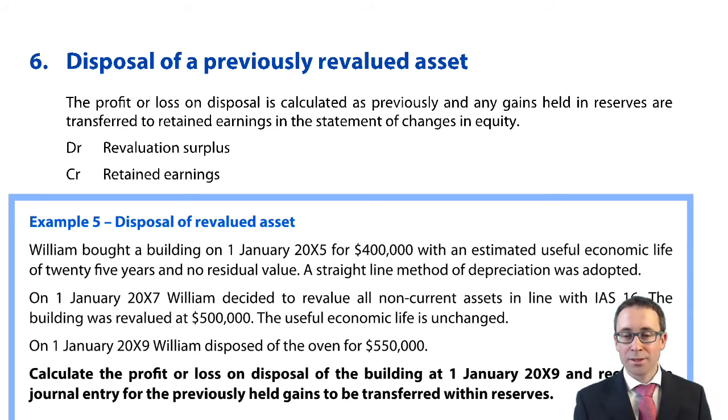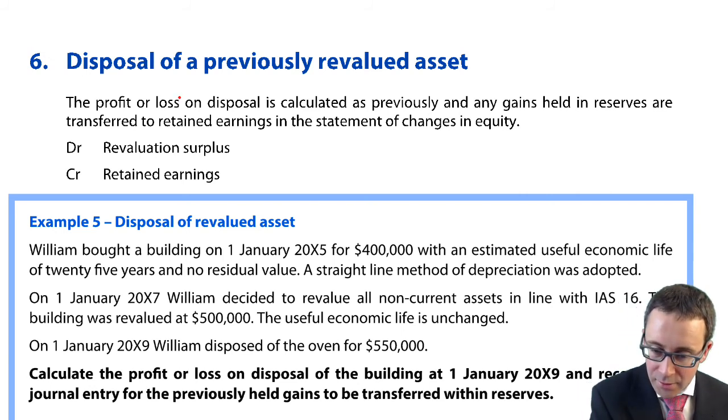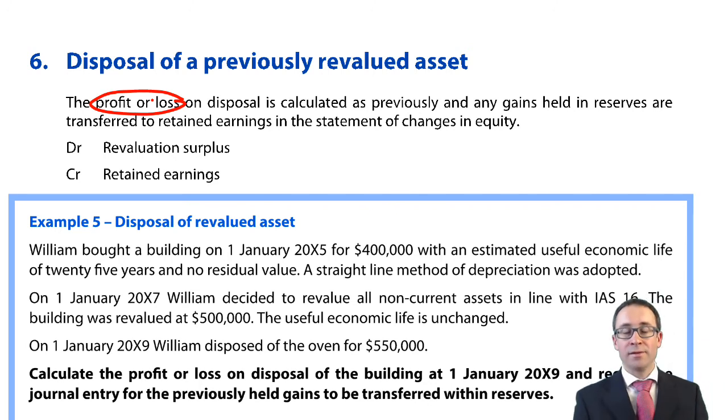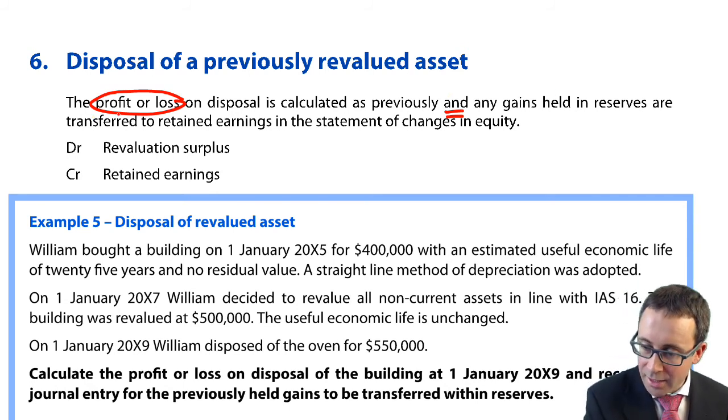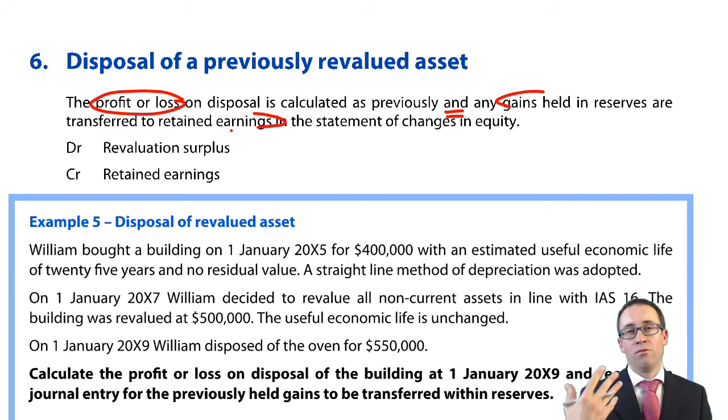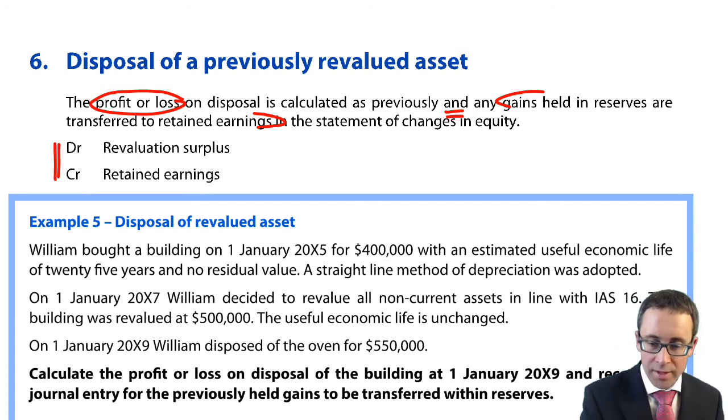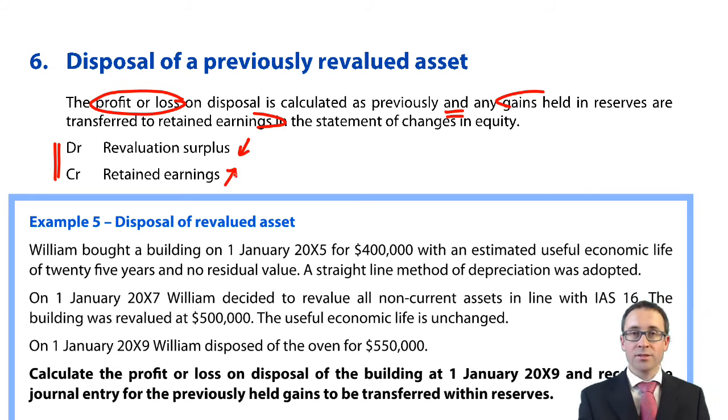There's nothing to it, ladies and gents. What you go through and do there is that you get a profit or loss on disposal as calculated previously. So you just take your proceeds and compare it to the carrying value at the date of disposal. Any gains held in reserves are transferred to retained earnings. So again, you have that reserve transfer: you are debiting the revaluation surplus, crediting your retained earnings, with whatever is left.